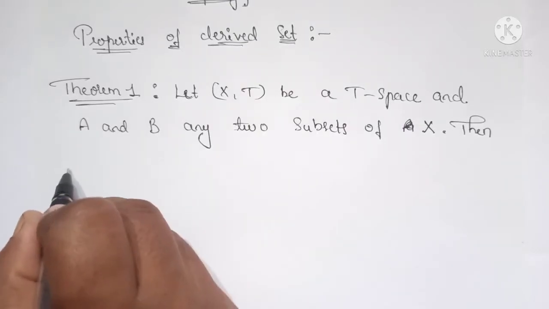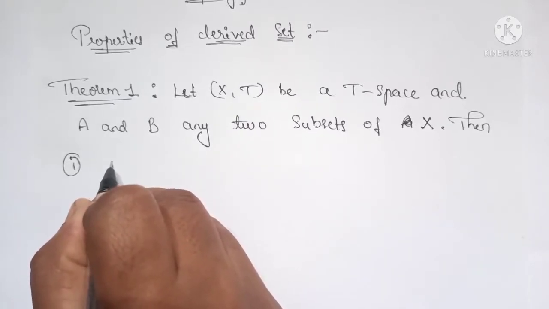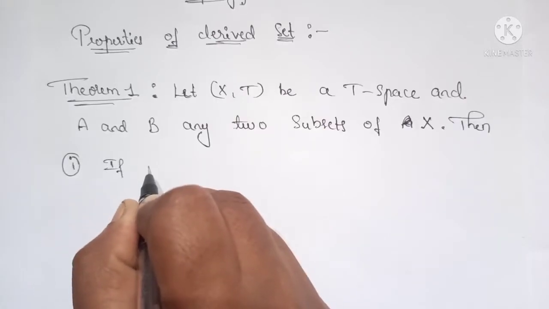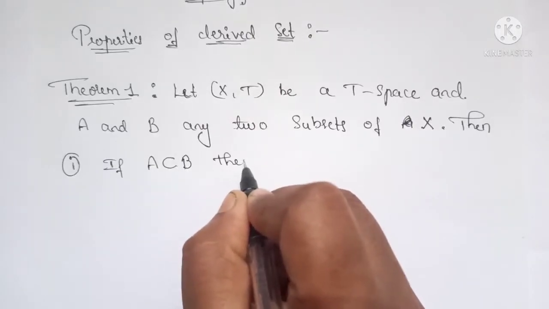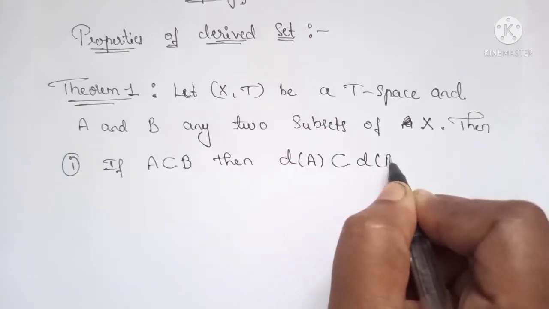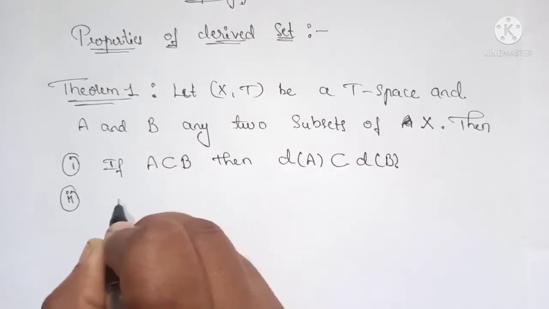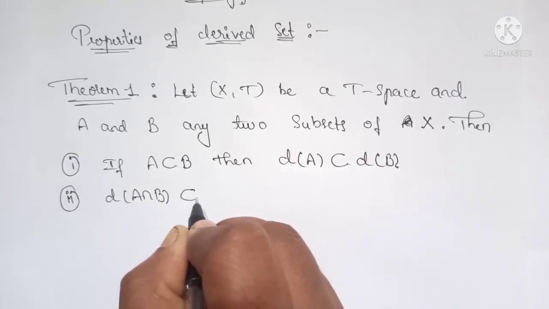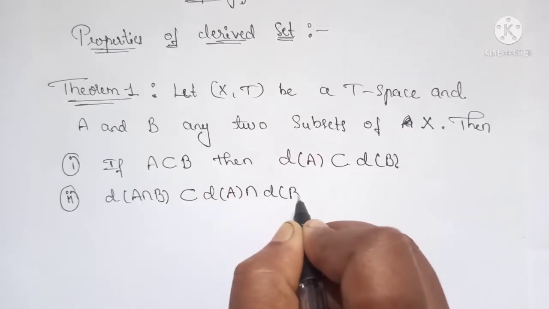Then the first property is, if A is a subset of B, then the derived set of A is a subset of the derived set of B. And the second one is, the derived set of A intersection B is a subset of the derived set of A intersection the derived set of B.